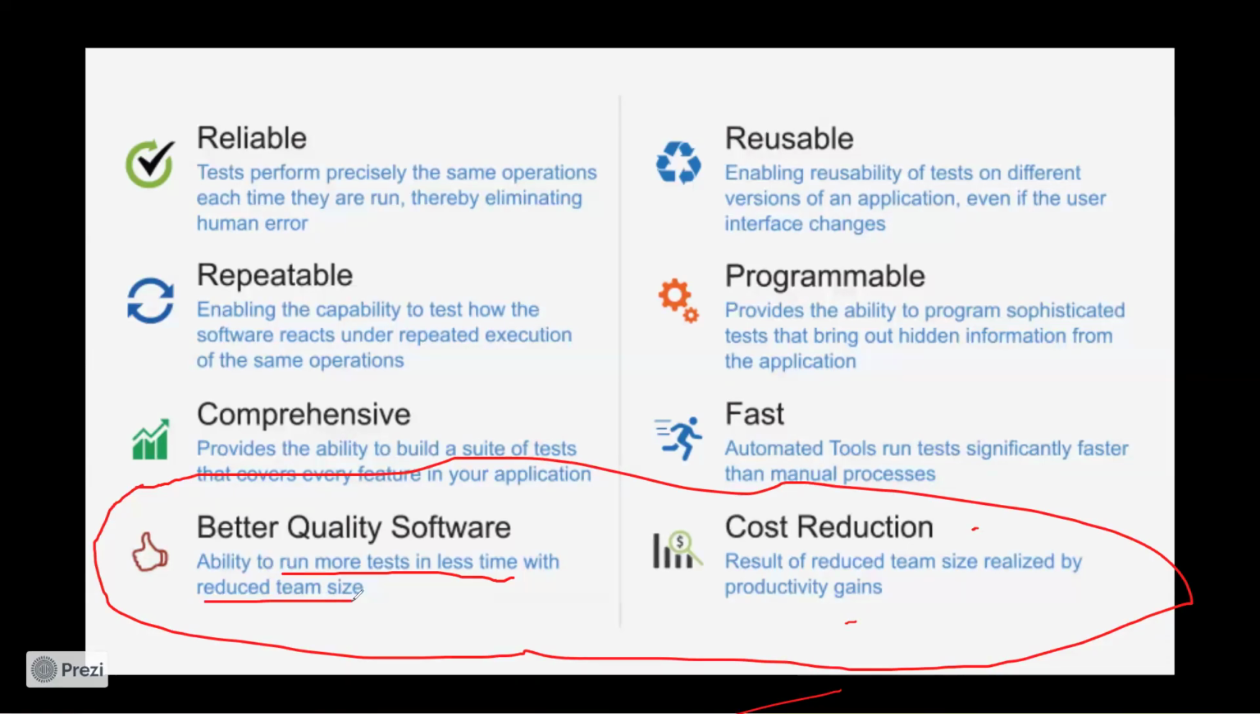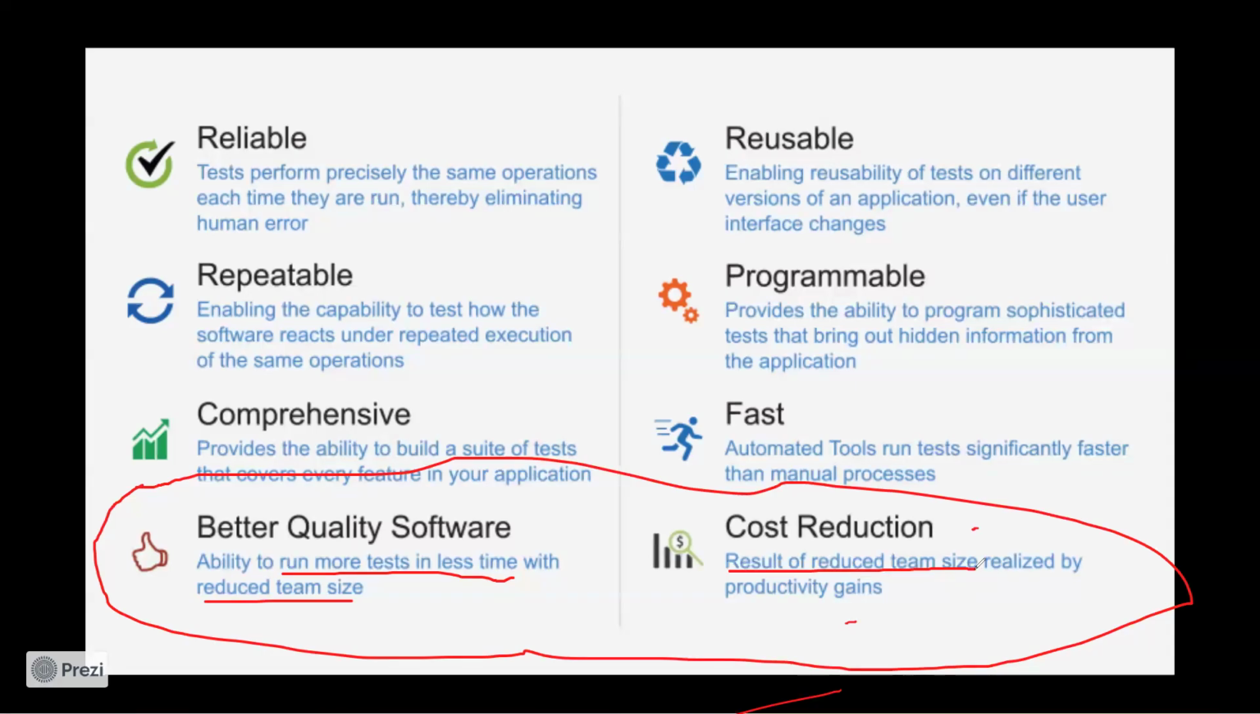This is one of the eye-catching points for any project manager, because your ability to run more tasks in less amount of time with a reduced number of people is something project managers always value, because their agenda is to deliver a quality project with fewer people. When fewer people work in the project, it leads to cost reduction. That means the result of reduced team size: the lesser the team size, the lesser the cost. Clear?